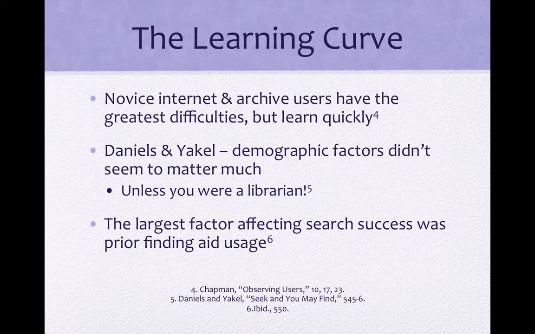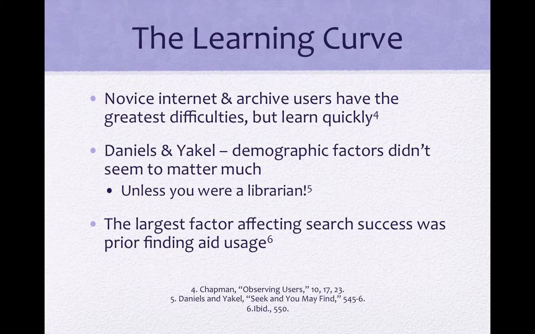So users did tend to learn during the study processes, and Chapman found that it was novice internet and archive users that had the hardest time finding what they were looking for, but they also learned the most quickly, so that's kind of encouraging.